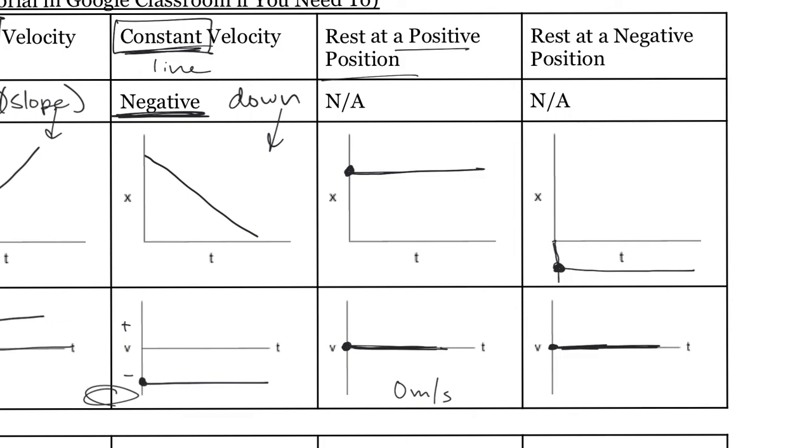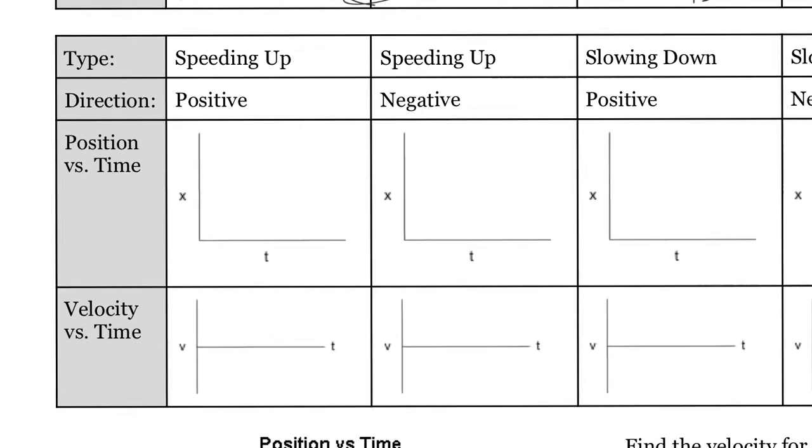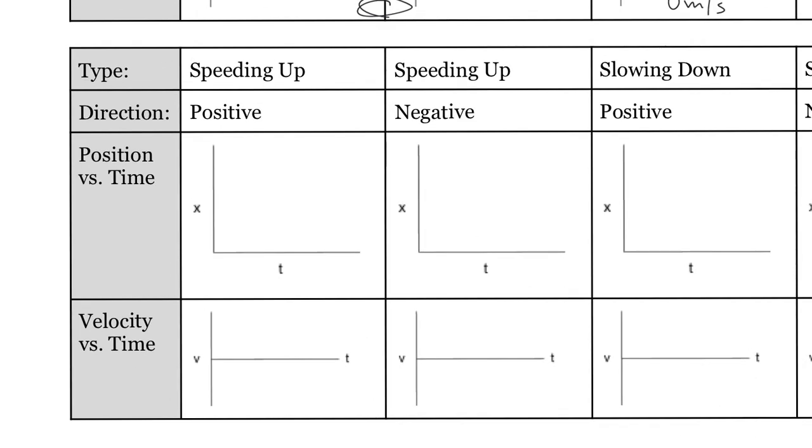Now let's get on down to the slightly more difficult stuff. We're going to look up at the next row of graphs. We've got this one that's speeding up in the positive direction. So looking at position time, positive means we're going up. Speeding up is going to be the interesting part. So if we're speeding up, we're going from slow to fast. That's the goal of speeding up. You're starting off slow and going fast. So we're going to start off slow.